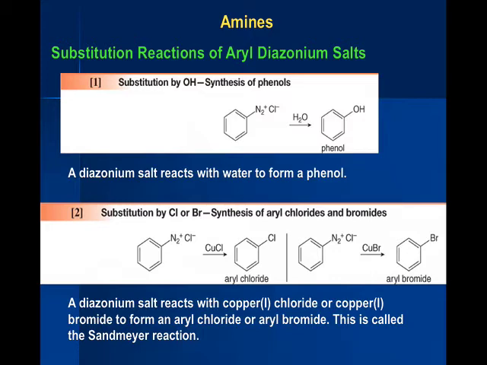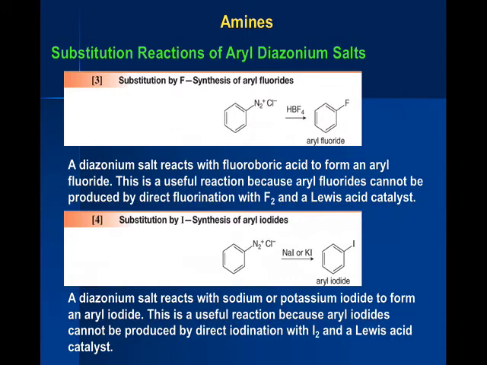Okay? So we got chloride, we got bromide. We can also do fluoride and iodide, which we could not do with our previous chemistries, could we? Remember when we took aromatic rings and we put halogens on them, we were limited to bromine and chlorine. I told you that if we tried to do that with fluorine, it would go boom.